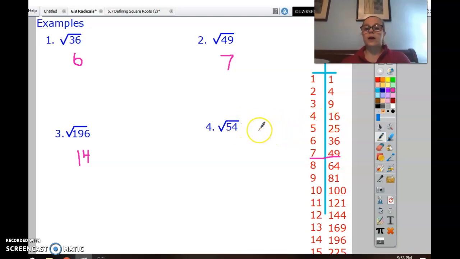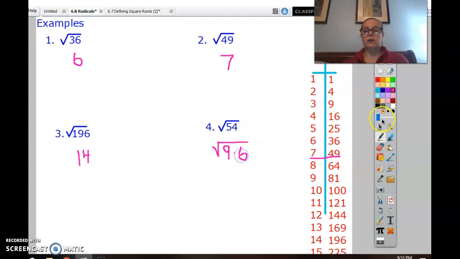54 divided by 16 still doesn't divide nicely. 54 divided by 9. Oh, I know 9 times 6 is 54. So I'm going to make a square root symbol and write 9 times 6 underneath it. Now, I saw 9 on my table, on my note card, so I know I can take the square root of 9.